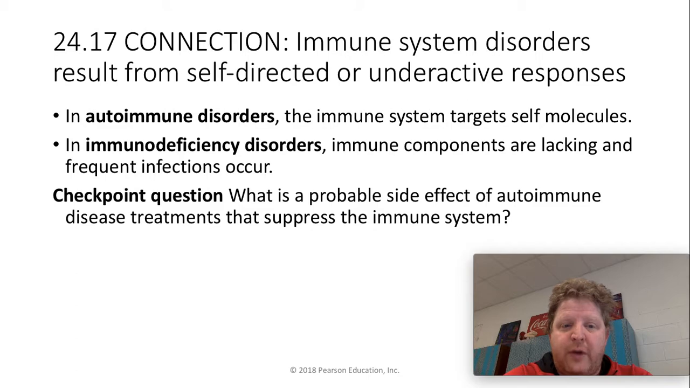Autoimmune disorders versus immunodeficiency disorders. Be able to list these 2. Differentiation, obviously very straightforward. One is self molecules, and one is basically the immune components are lacking. So in other words, they don't have the things to actually function.